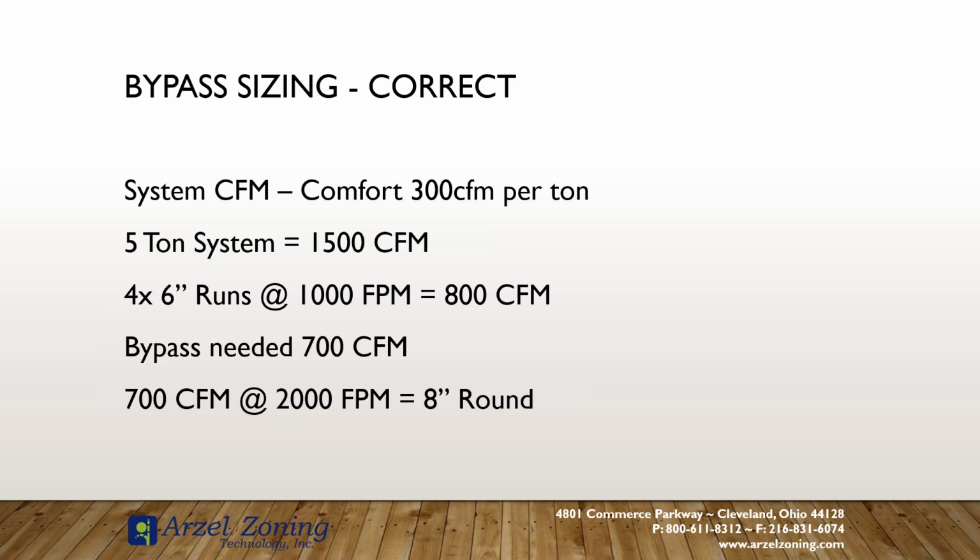So a 5-ton system, for maximum comfort as far as the bypass is concerned, is 1,500 CFM. My four 6-inch runs, though, I'm looking to move about twice the amount of air through there, between 800 and 1,000 feet per minute. So I can get up to 800 CFM through those 6-inch runs if I push them far enough. That gives me a bypass requirement of 700 CFM, and at 2,000 feet per minute, I can fit that through an 8-inch pipe.